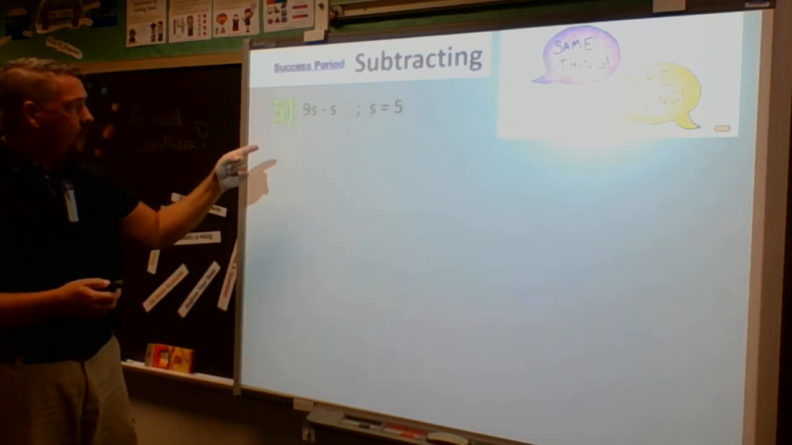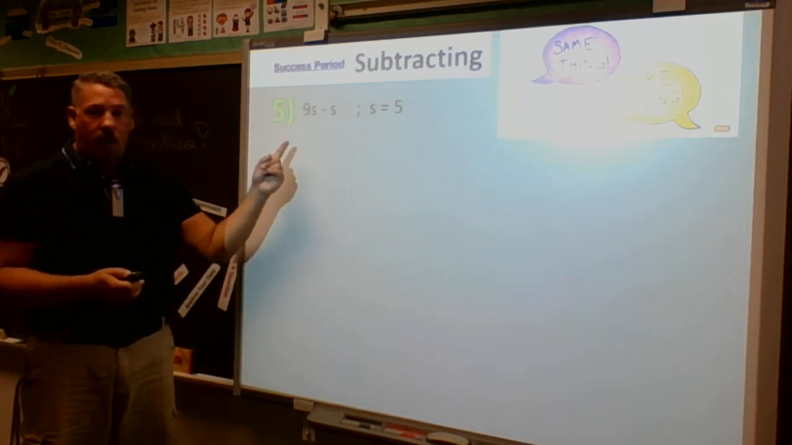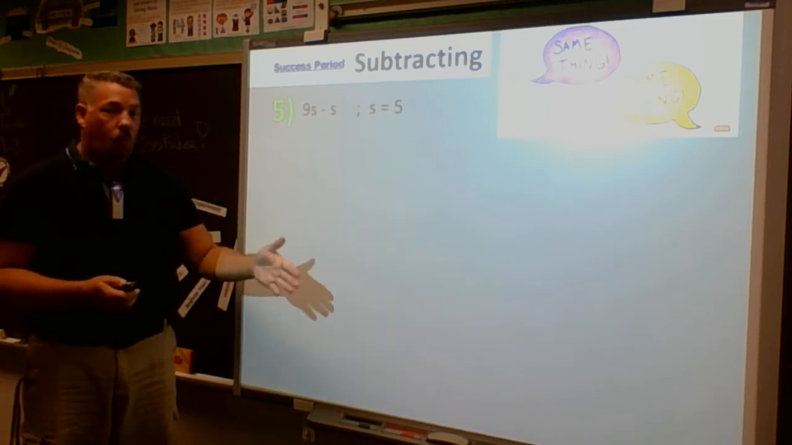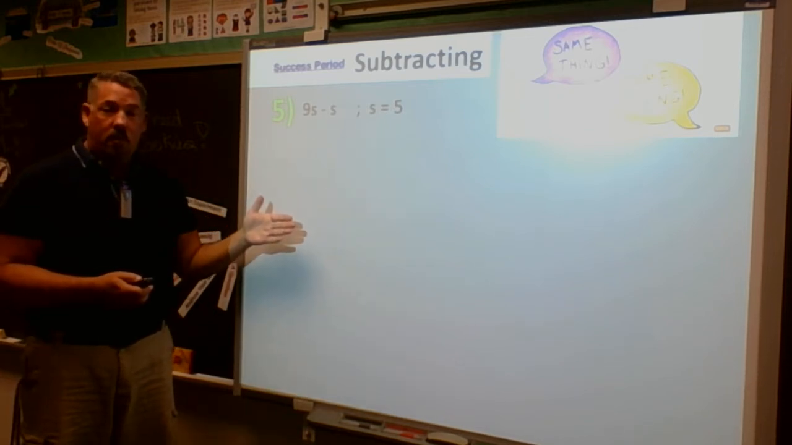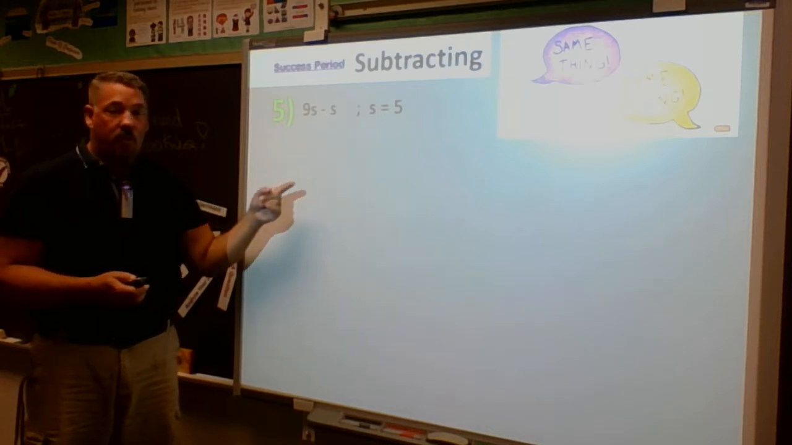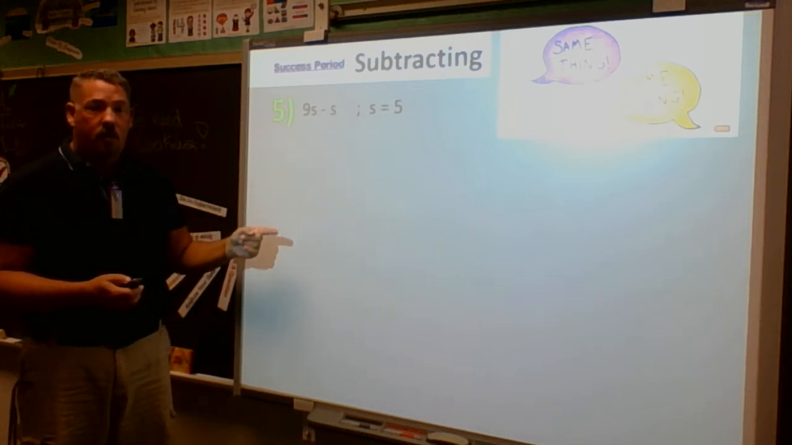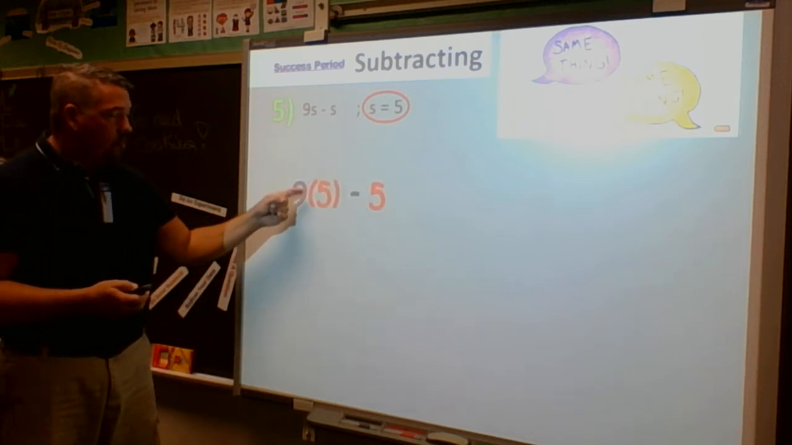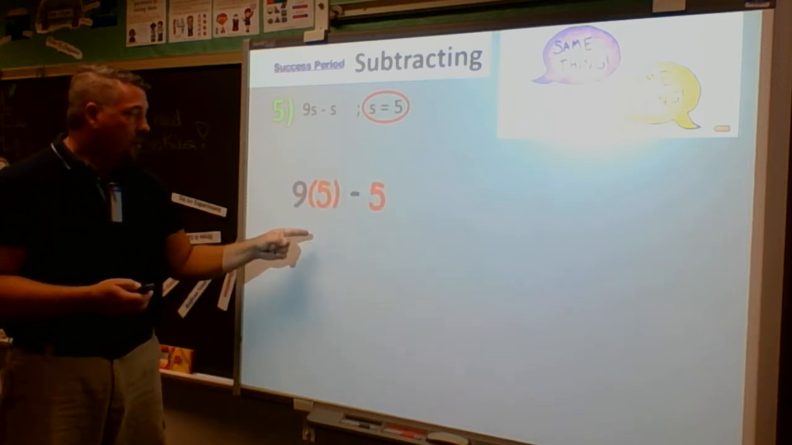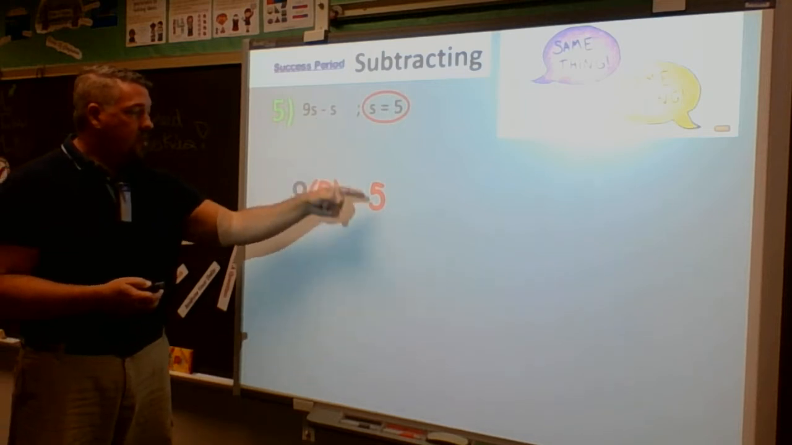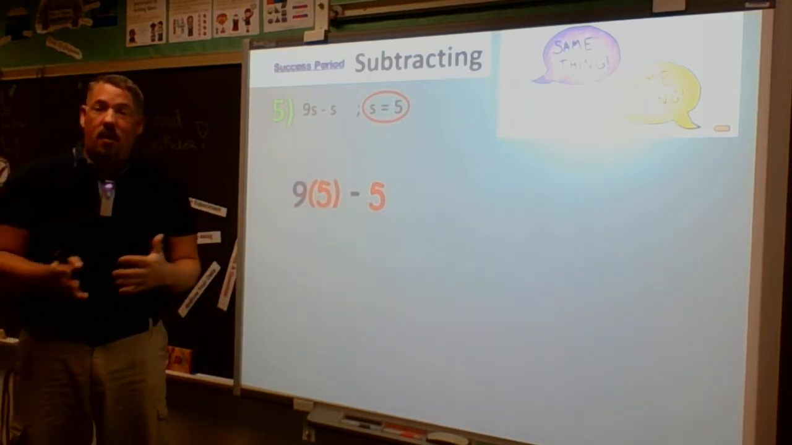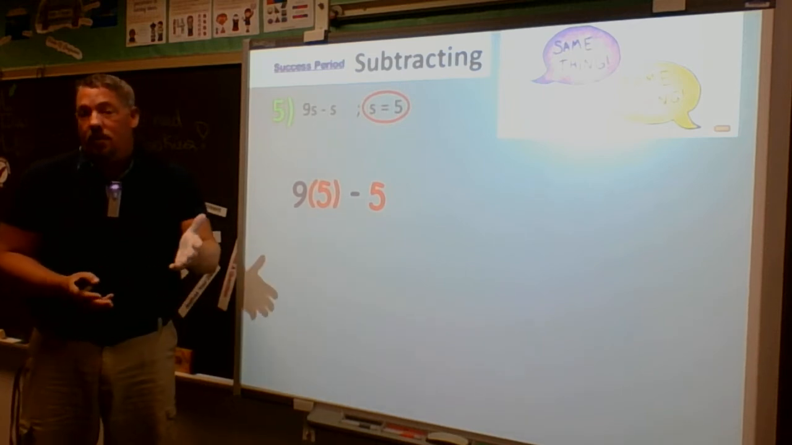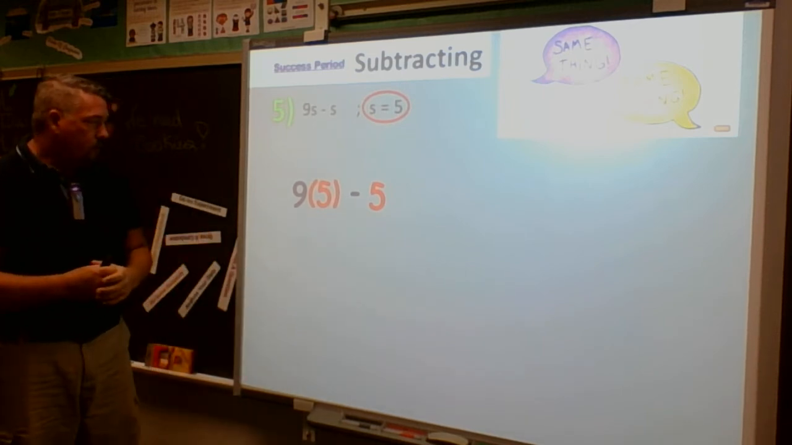So I have on number 5, you'll see on your paper, 9s minus s, where s is equal to the 5. Once again, I'm going to rewrite the math problem, but instead of s's, I'm going to put the 5 in for each of the s's that I have. So rewriting it, I should have 9 in parentheses my 5 minus 5 because the s stands alone. Once again, if you want to put parentheses around that final 5, it won't change it either way. It's fine. It's just not required.